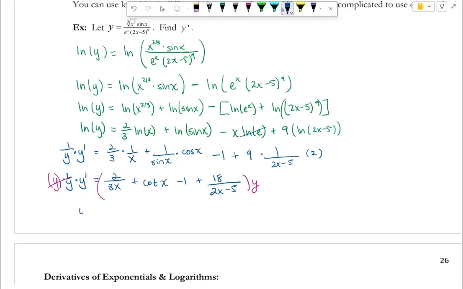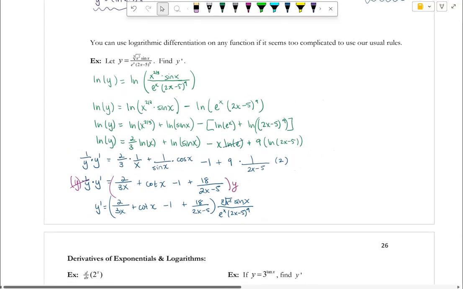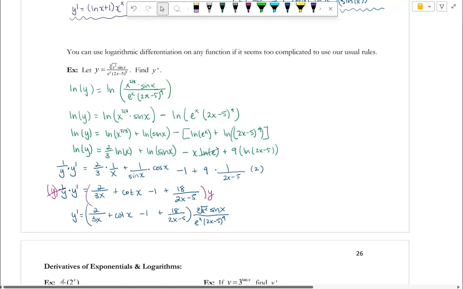And we get that y prime is 2 over 3x plus the cotangent of x minus 1 plus 18 over 2x minus 5. And then all of that junk times our original y. So I'm going to go back and substitute the cube root of x squared times the sine of x, all of that junk divided by e to the x times 2x minus 5 to the 9th power. All right. As you can see, that's a lot of fun with logs, but that is a much easier way to take the derivative.